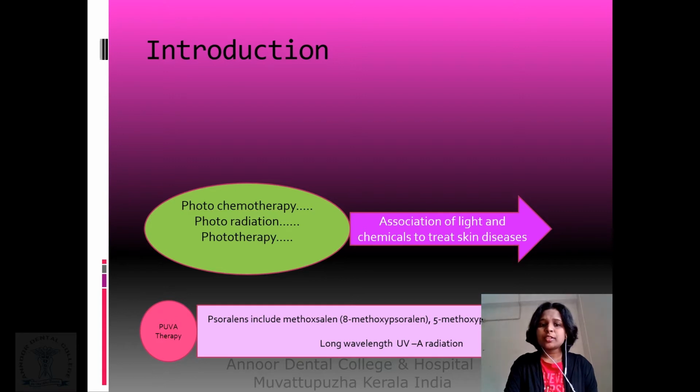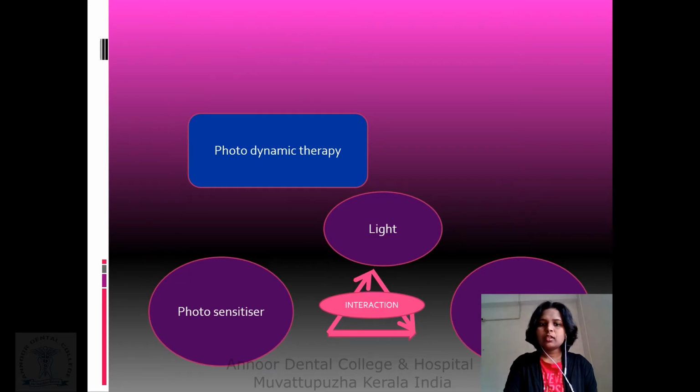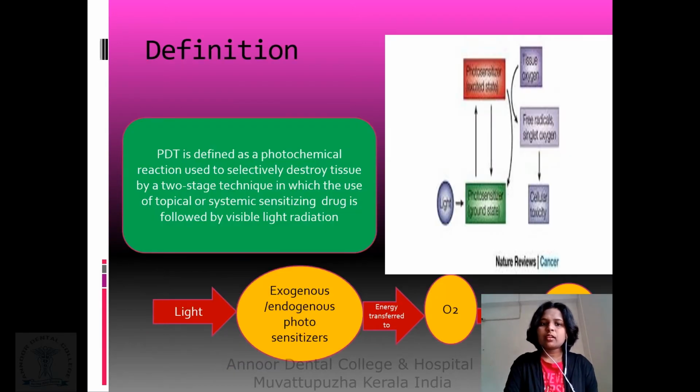Photodynamic therapy is also known as photochemotherapy, photoradiation, phototherapy. In this, there is an association of light and chemicals to treat various skin diseases, which can also be used in the oral cavity. This is a modification of PUVA therapy, which includes psoralens and long wavelength UVA radiation. Photodynamic therapy includes a photosensitizer, light, and the presence of oxygen to form free radicals.